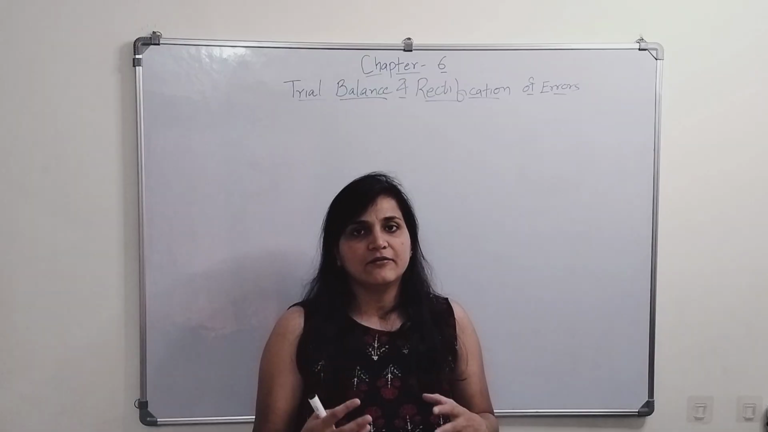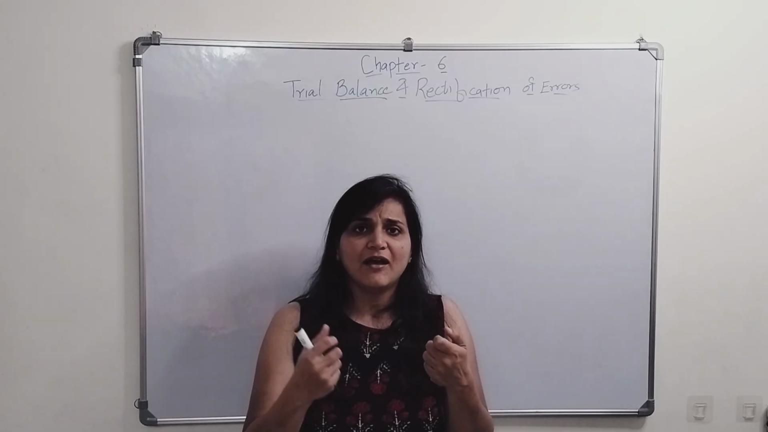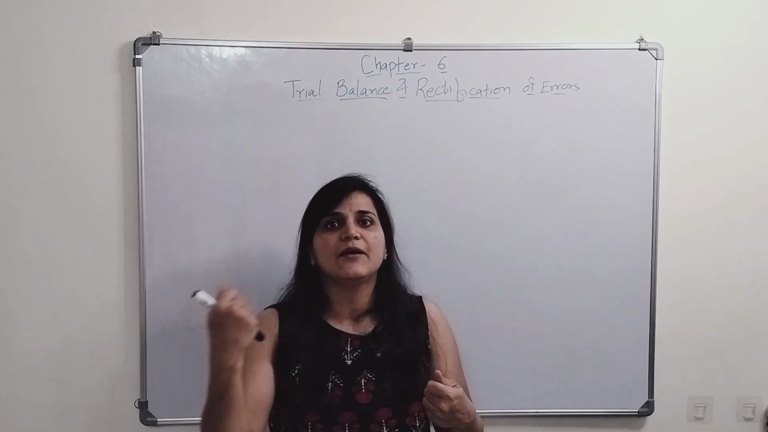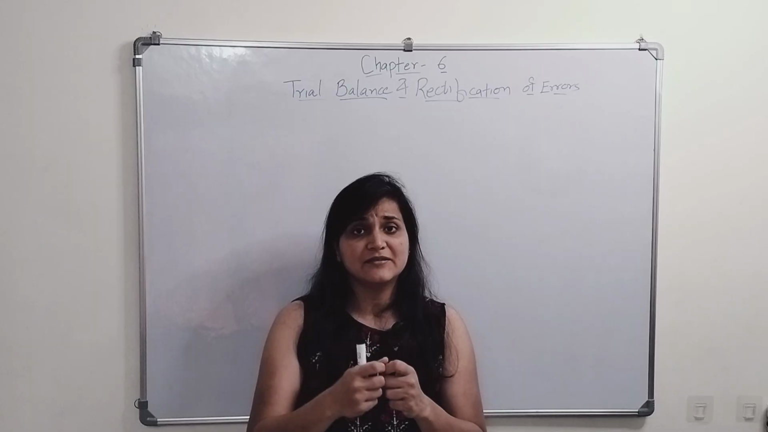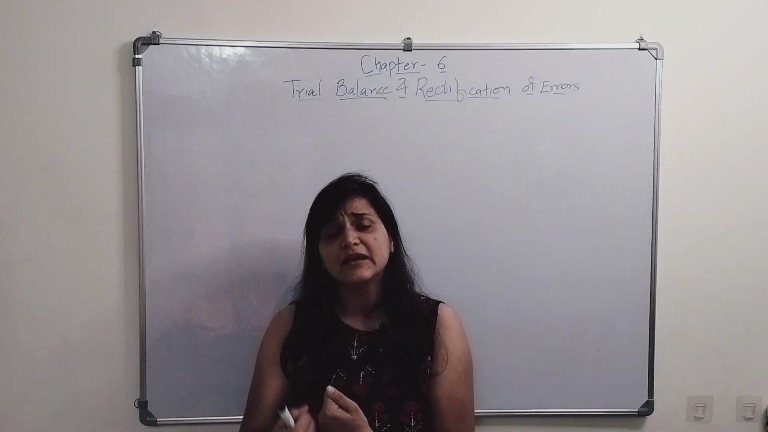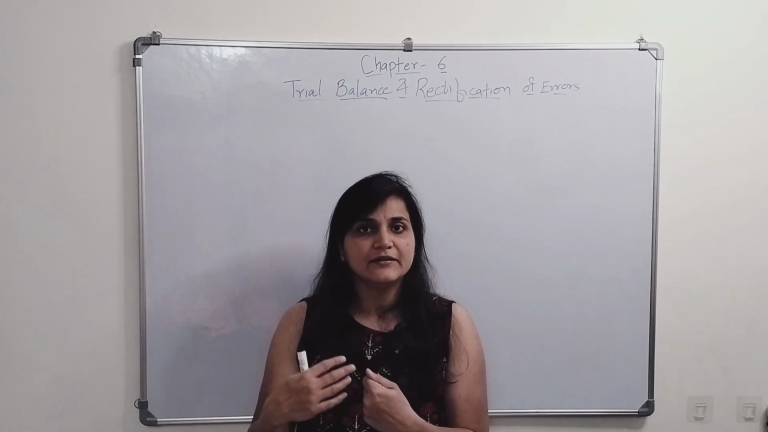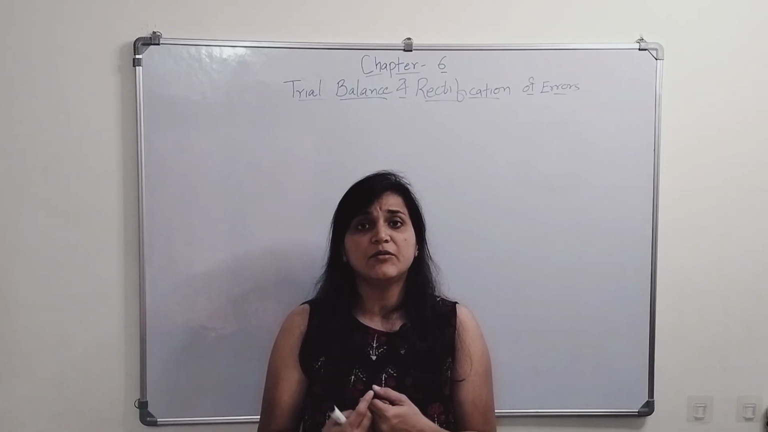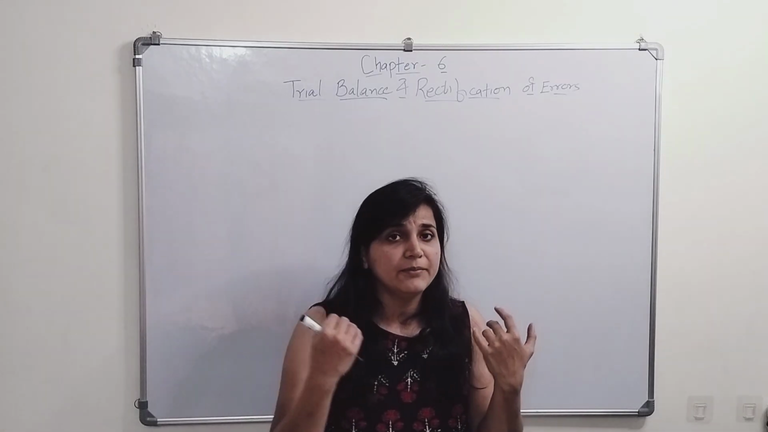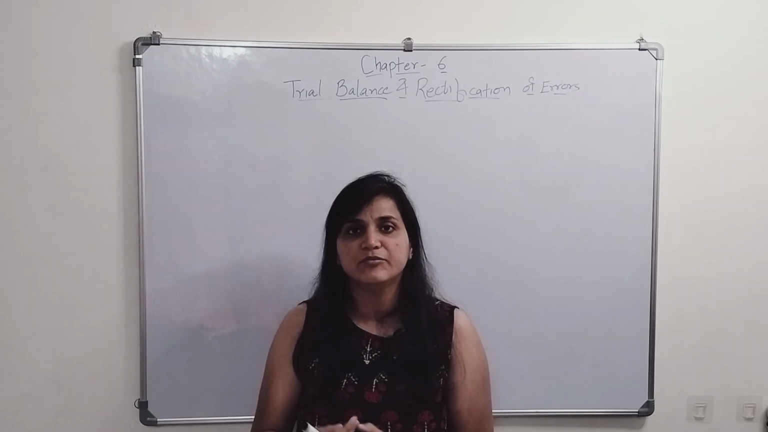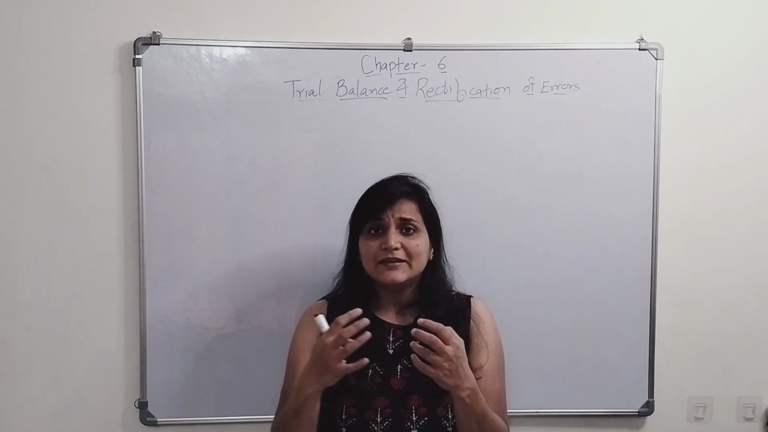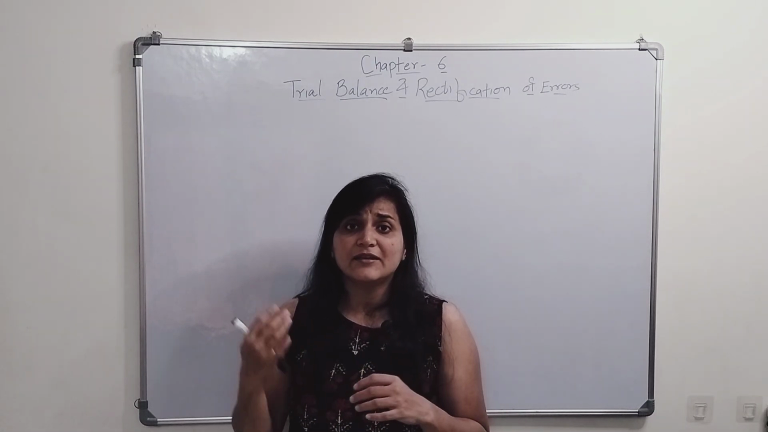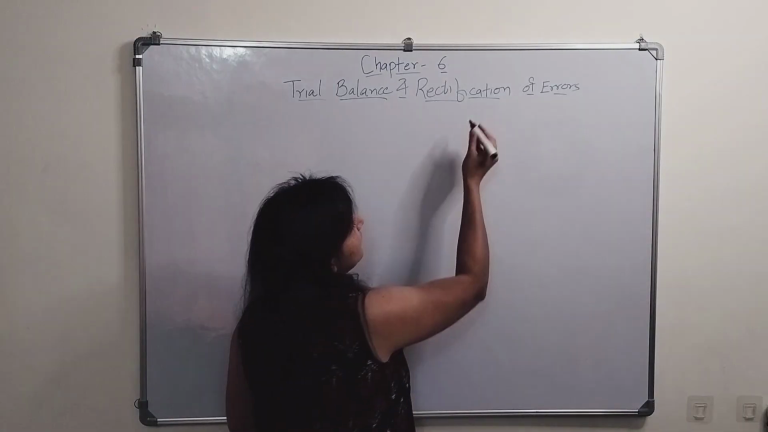Now, when I say errors, there are certain errors made by mistake. I posted into a wrong account by mistake. I didn't tally or calculate correctly, or there is an undercasting or overcasting of certain amounts, or else there could be a complete omission or a partial omission of certain things. So these errors have been categorized into four groups.